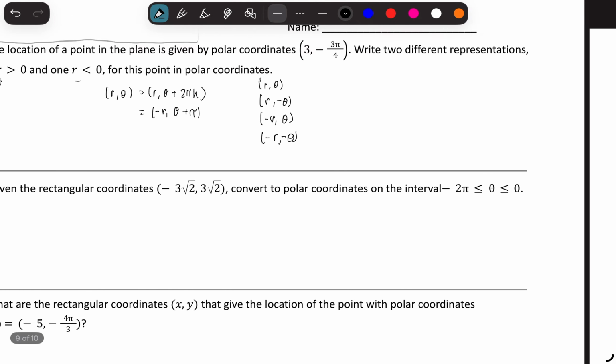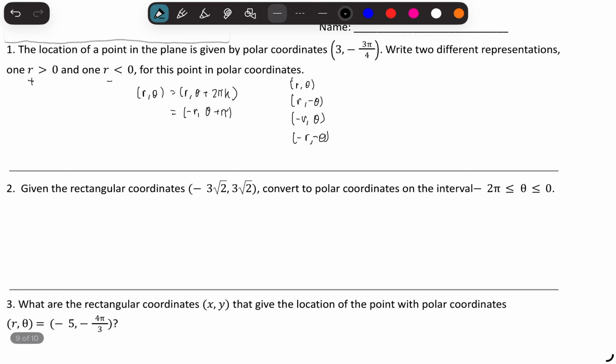Here, let's find a positive r. So we're going to write this -3 pi over 4. We want to make this have a positive value, so we're going to take negative 3 pi over 4, add 2 pi. That's going to be 8 pi over 4, and this is going to be 5 pi over 4. So this is going to be the point 3, 5 pi over 4. All we did was add 2 pi, which shifts it to the next cycle.